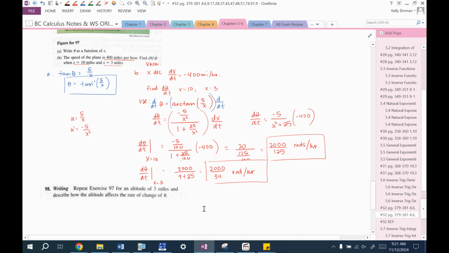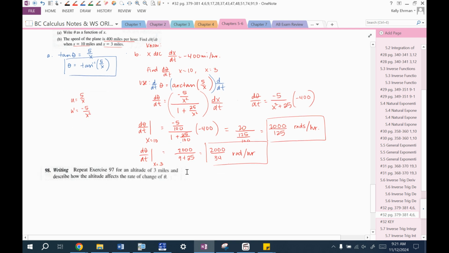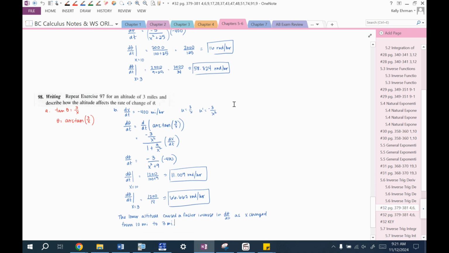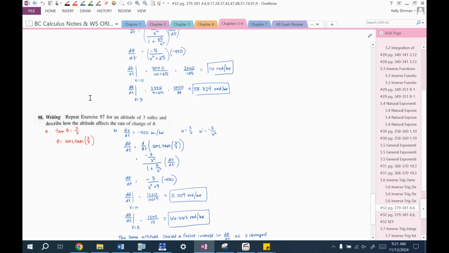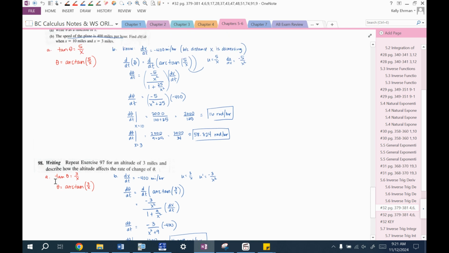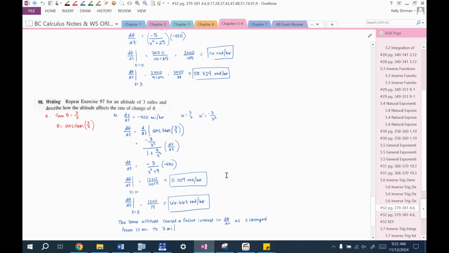Part B says repeat with an altitude of 3 miles and describe how altitude affects the rate of change. So in interest of time here, because I'm running out of it for my planning bell, let me go to my worked out problem here. All I've done was change this to tangent theta equals 3 over x. Before we had 5 over x. So theta is now arctangent of 3 over x. We still know that dx dt is negative 400.